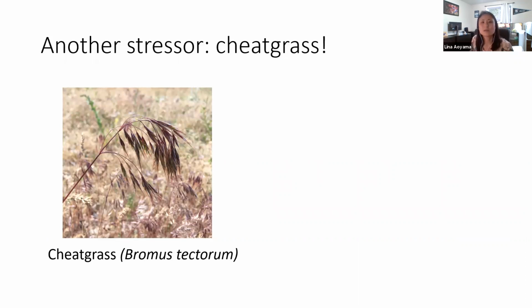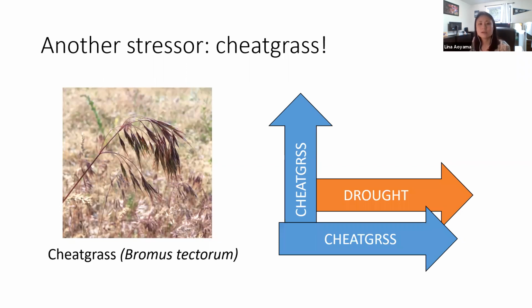Range managers in this room are probably thinking, where does cheatgrass fit in this picture? And we're still figuring that out. I seeded 100 cheatgrass seeds in each subplot this fall, and I'm testing how multiple stressors like drought and cheatgrass have an effect on seedling survival. For any scientists in the room, we're thinking of this in terms of how cheatgrass fits in the stress gradient. Does cheatgrass put stress on the seedlings negatively on the same direction as the drought or in different direction?